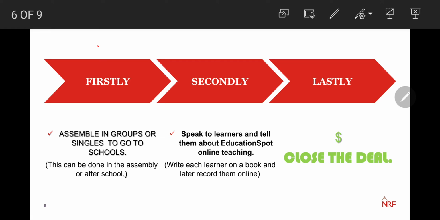And then lastly, guys, close the deal. Remember, you write each learner in the book, and then you record them online. Then your manager is going to speak to you about what will be expected from you. So when it comes to closing the deal, I'm also going to send you guidelines on how to do that, because each and every learner that you've spoken to, you're going to send them the very same advert and the payment details, the payment method that they are supposed to use in order to pay for the course. And then you'll take it from there. It's pretty simple, you'll see.